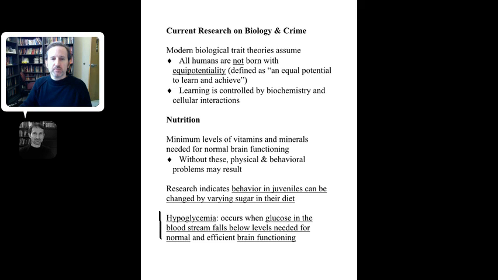Last thing here, we talk about hypoglycemia, and that's this notion that glucose in the bloodstream falls below levels that are needed for normal, efficient brain functioning. And that certainly can affect someone. It can cause depression, for example, and it can cause irritation, maybe impulsiveness too.